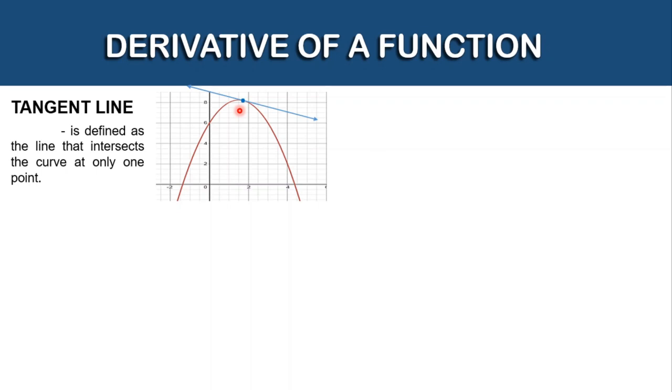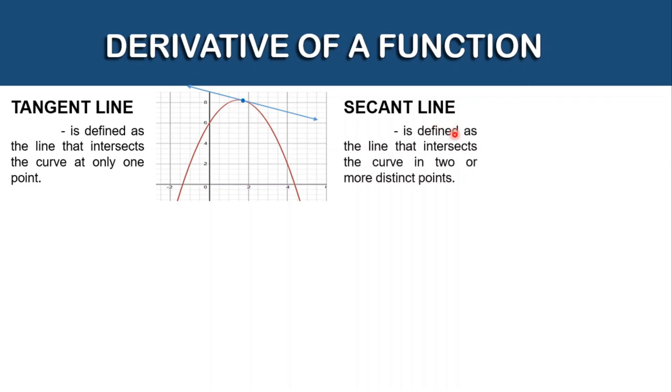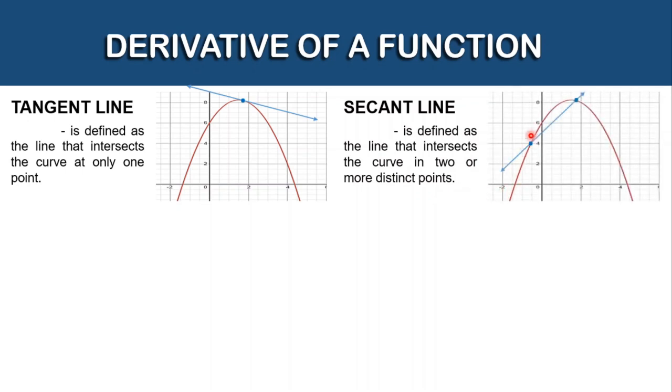The next term that we need to review is the secant line. Secant line is defined as the line that intersects the curve in two or more distinct points. So let's look at it on our graph. This is our curve and this is our secant line. This intersects the curve at two distinct points.